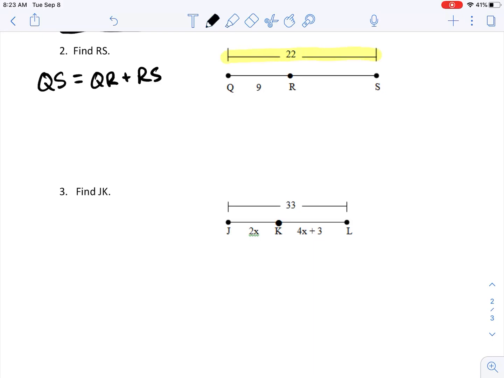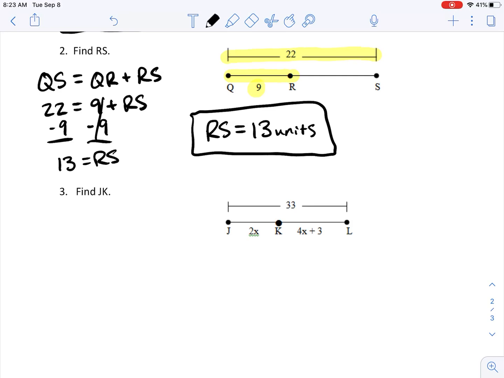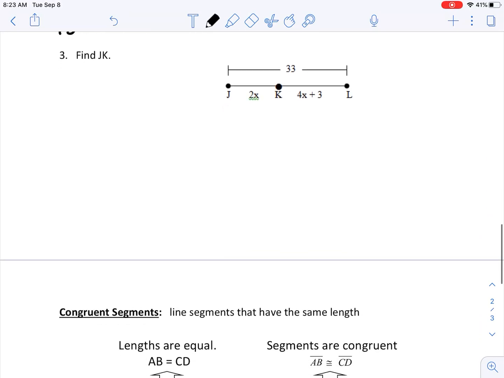I do know some things about this situation, but not exactly like the last one. QS is this whole thing. I know that it's 22, so I know what the whole is. I also know QR is right here. It's 9. What I don't know is RS, which is what we're trying to find. I would take away 9 from both sides to isolate RS, and I would get 13 equals RS. So we've solved this equation, and for our final answer, to make sure our notation is nice, we put the units on the side. RS equals 13 units.